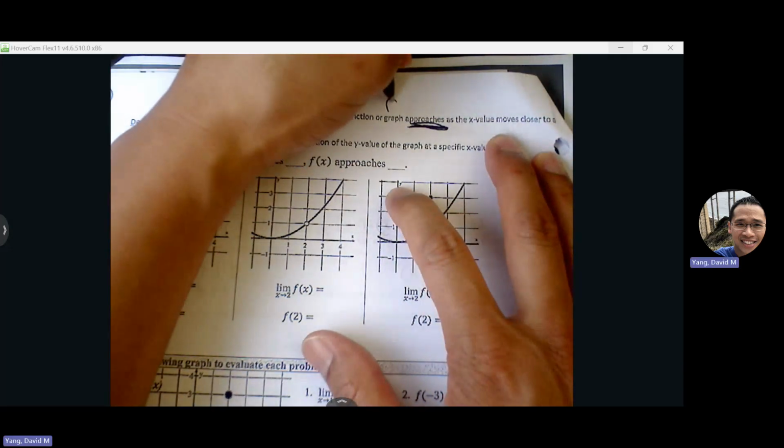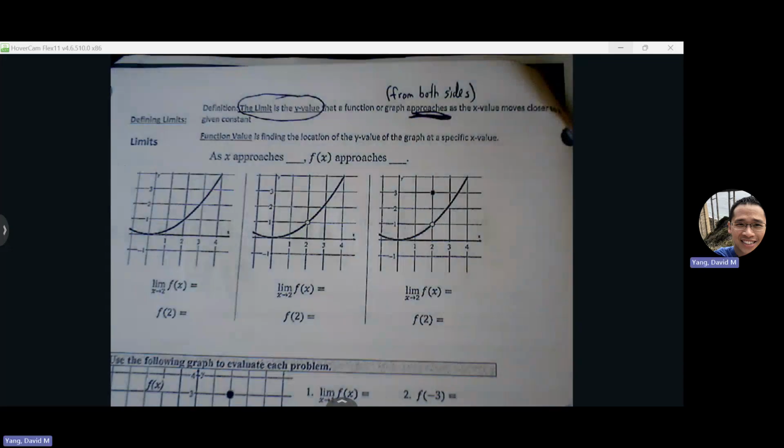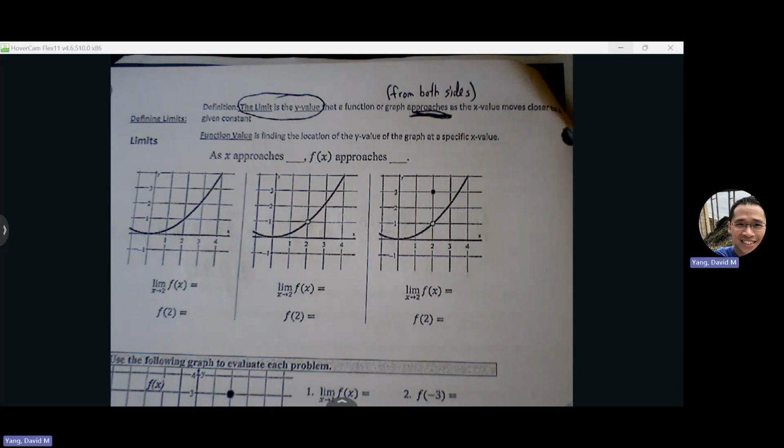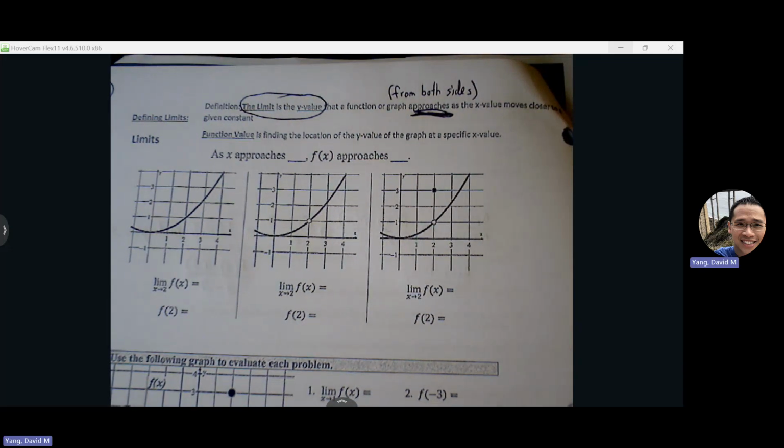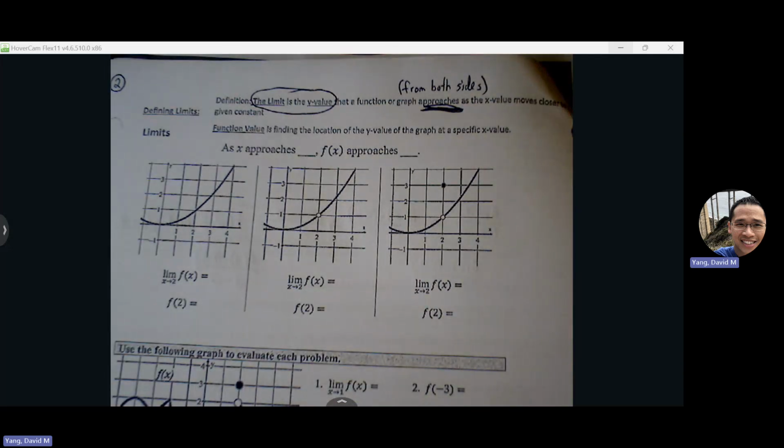And I want to specify that it needs to be from both sides. If the approaches from both sides are not towards the same y value, then the limit does not exist. There has to be a consistent movement towards the same y value. It may not reach that y value, but there is a movement towards the same y value.